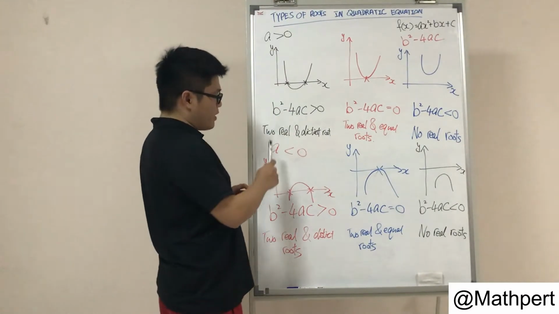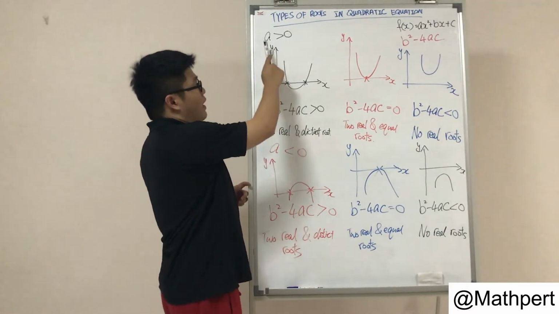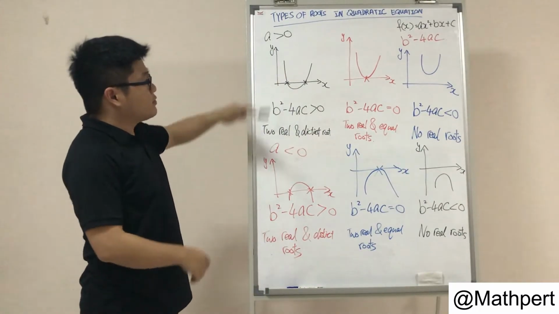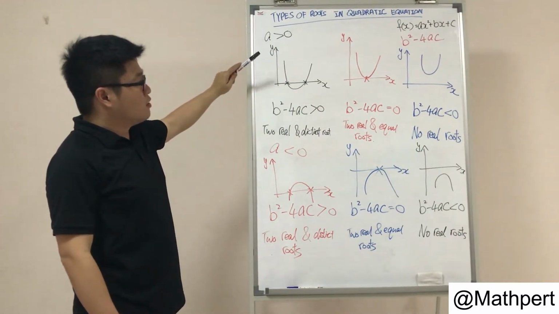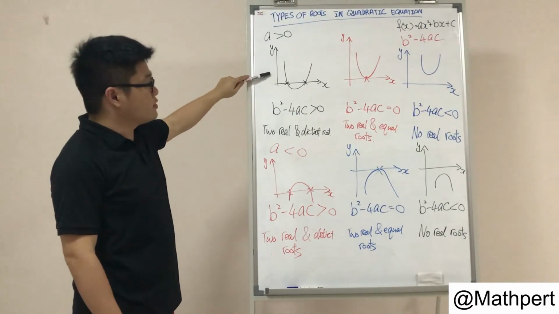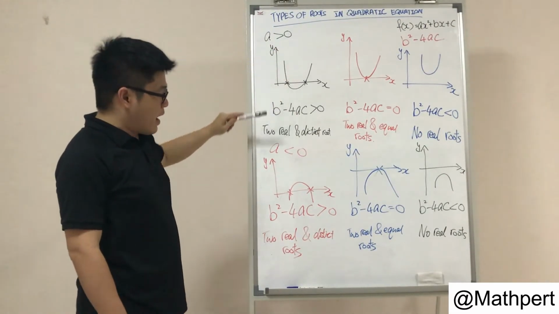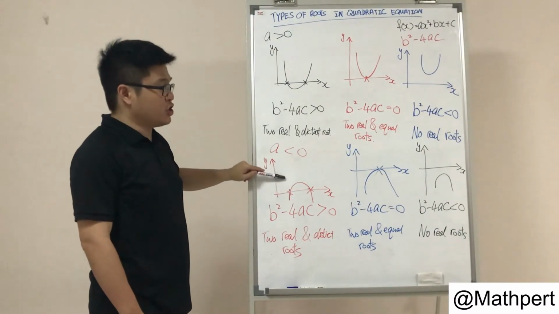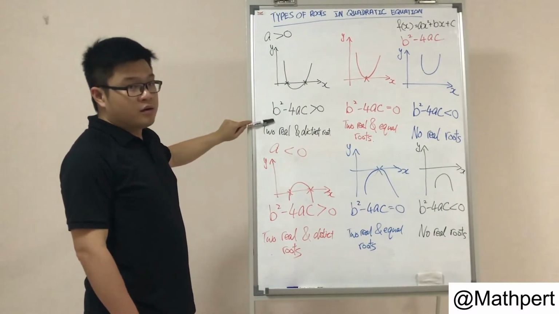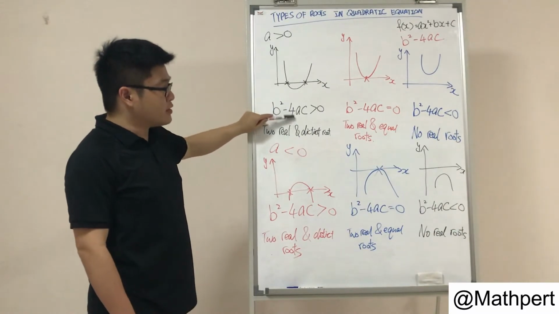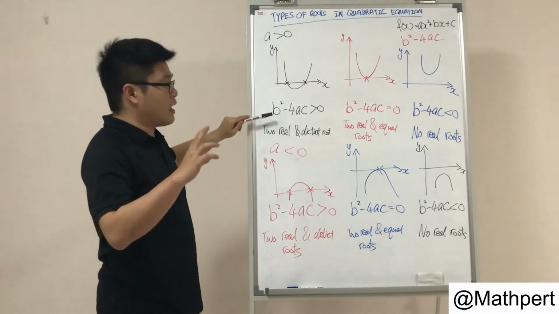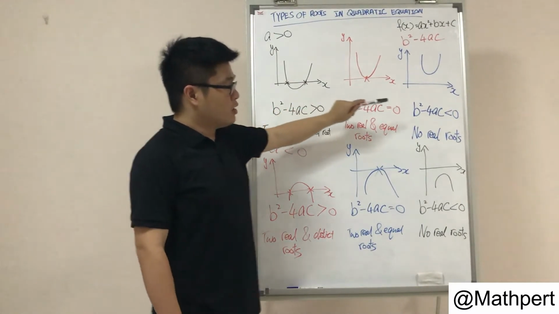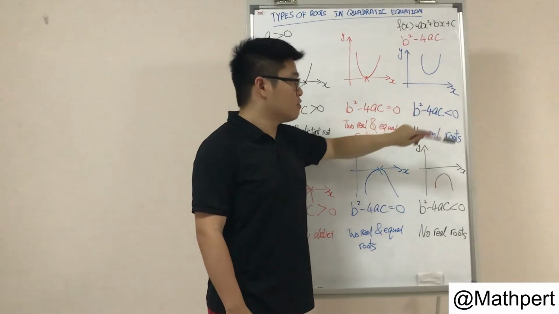Notice the difference between when a is smaller than 0 and when a is bigger than 0. When a is bigger than 0, the graph is a U shape. And when a is smaller than 0, the graph is an N shape. For b squared minus 4ac, there are three results: bigger than 0, equal to 0, and smaller than 0.